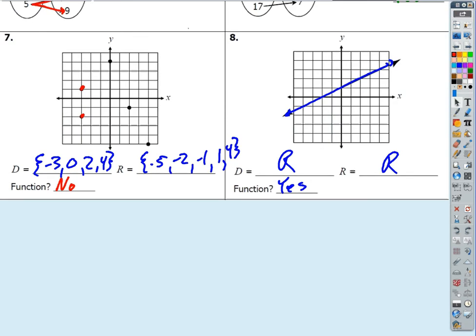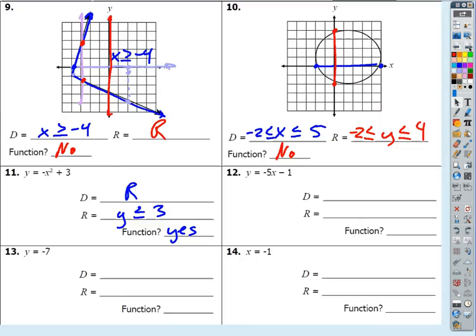We looked at some graphs of discrete values, and all you have to do here to get the domain and the range is just list the x coordinates of all the points in increasing order. For the range, we just list the y coordinates from bottom up in increasing order. This one was clearly not a function because we had 2 points that lined up vertically, so it failed that vertical line test.